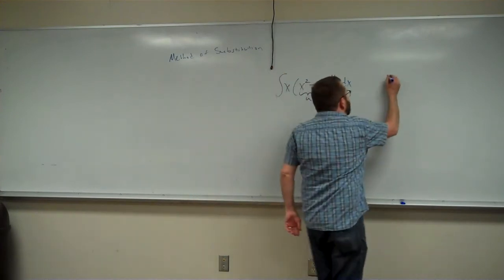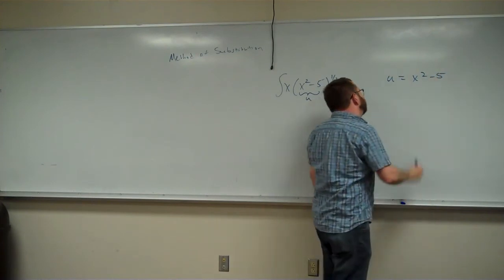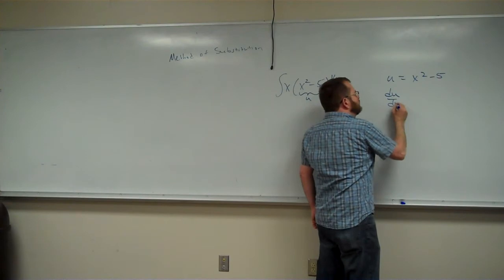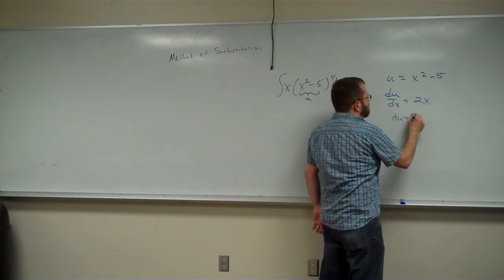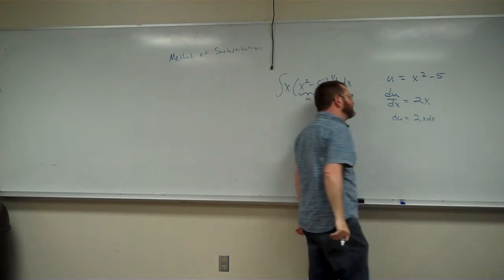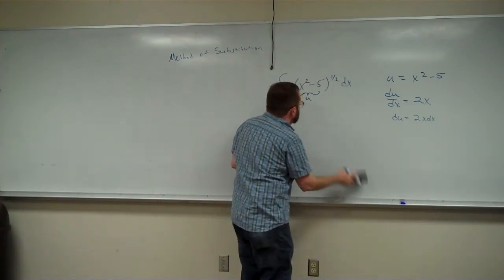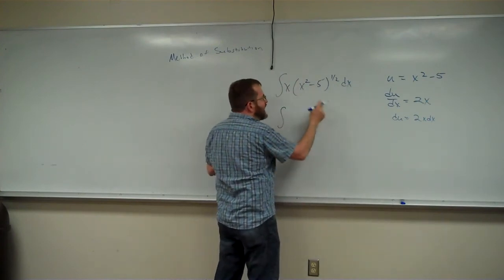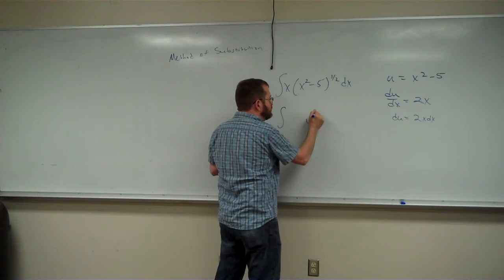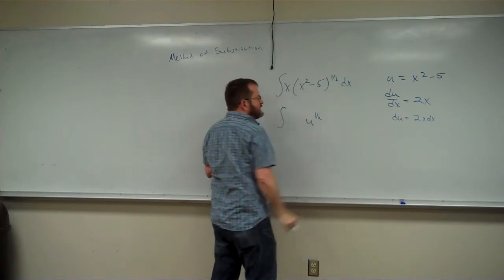So right off the bat, I can see that u is equal to x squared minus 5. The derivative of u with respect to x is just 2x, or du equals 2x dx. Okay, so let's make that work. Over here, clearly this is my u, so this is u to the 1/2 power. I've got x dx left over.